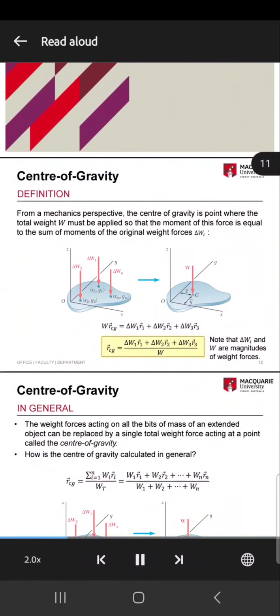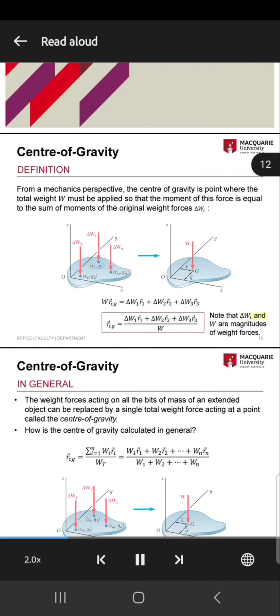Definition: center of gravity. R sub CG equals the numerator: capital W sub 1 times R sub 1, plus capital W sub 2 times R sub 2, plus capital W sub 3 times R sub 3. Note that the W's are magnitudes of weight forces.